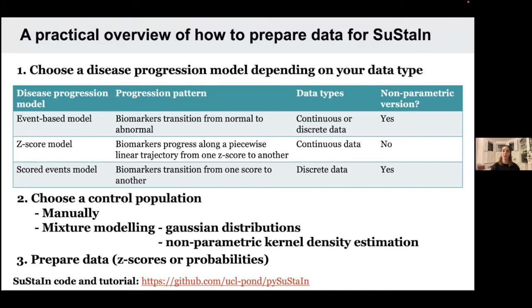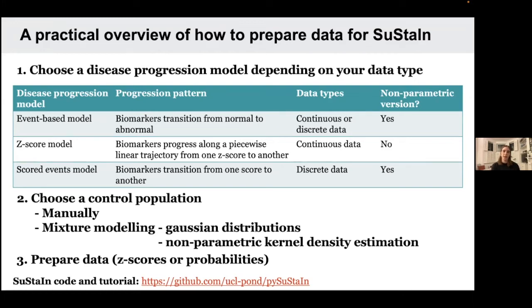And it's good for continuous data in general, so in particular MRI data or CSF. The third is the scored events model, which is best for ordinal data. So for example, clinical scores with particular categories, neuropathological ratings or visual ratings.